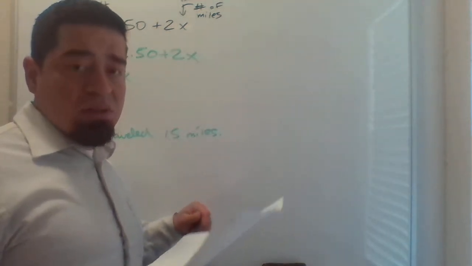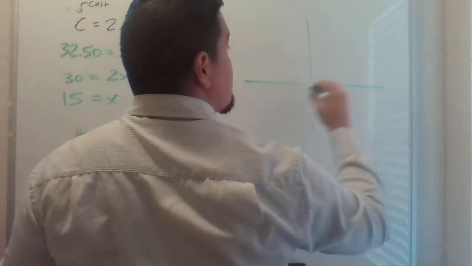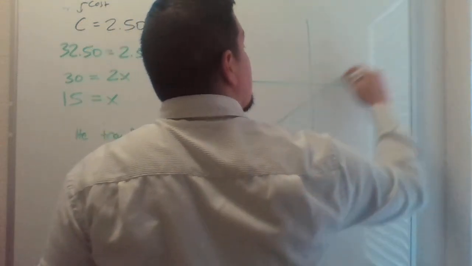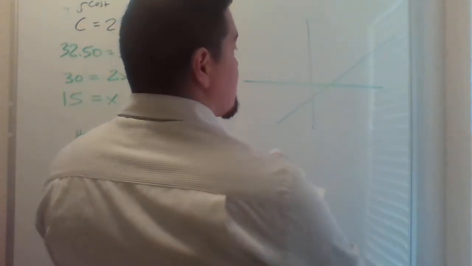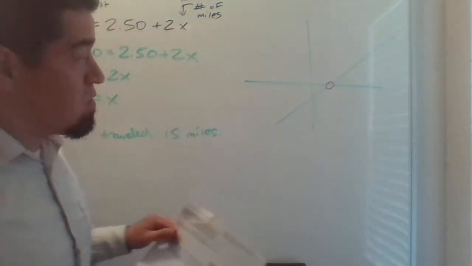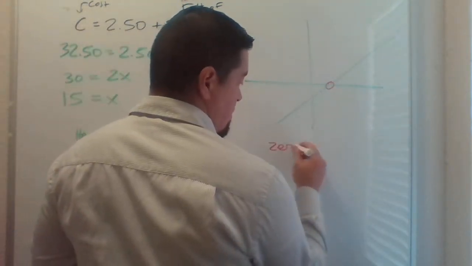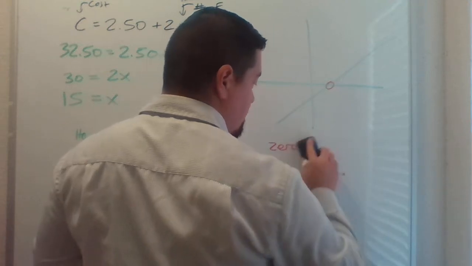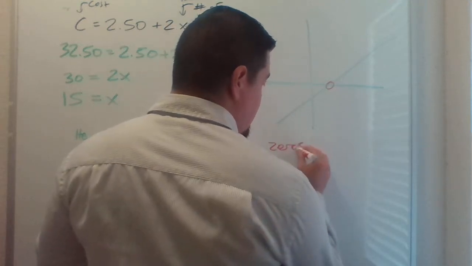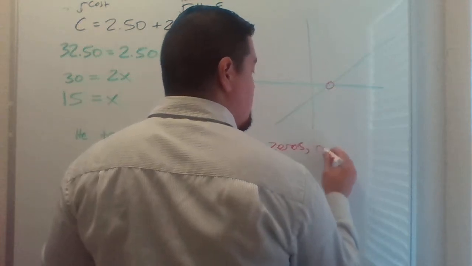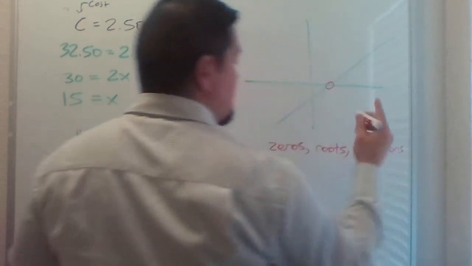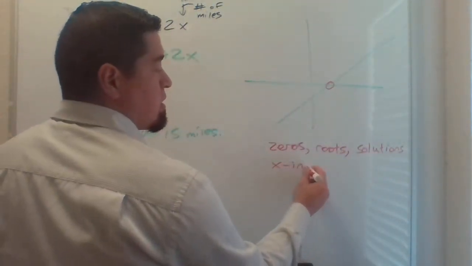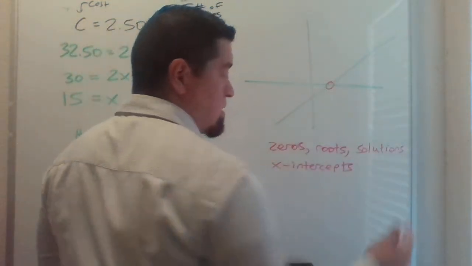So zeros of a function. Zeros are just intercepts. In other words, specifically x-intercepts. I like to show y'all this at least one time, but zeros have many meanings. You can call them zeros, you can call them roots, you can call them solutions. But all these mean the same thing. These are x-intercepts. That's what zeros are.